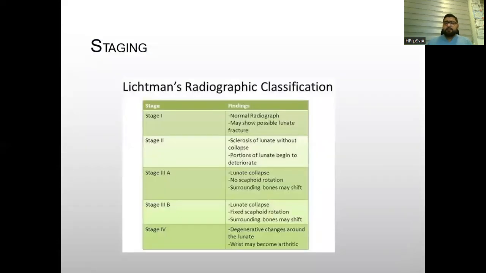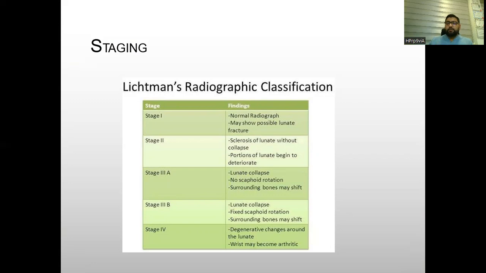Staging. Lichtman described the radiographic classification of the disease. It is divided into several stages. Stage 1, in which you will see a normal radiograph, but you should evaluate further with the help of an MRI. In stage 1, you may see a possible lunate fracture, but most of the time the radiograph looks normal. In stage 2, there is some sclerosis of the lunate, but there is no collapse.